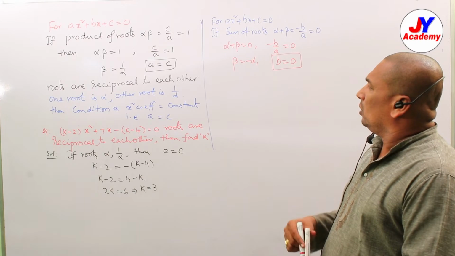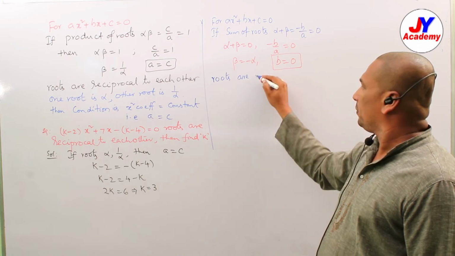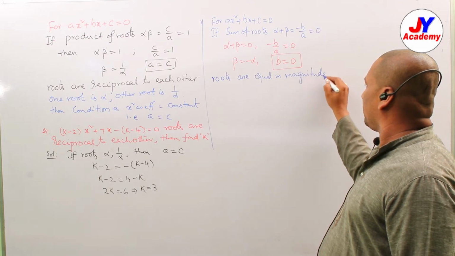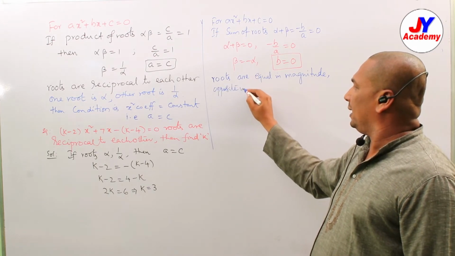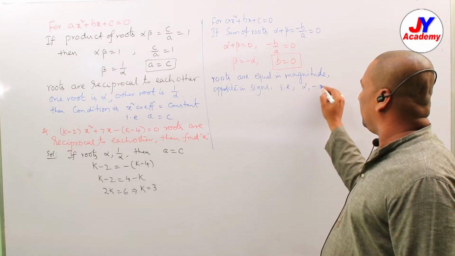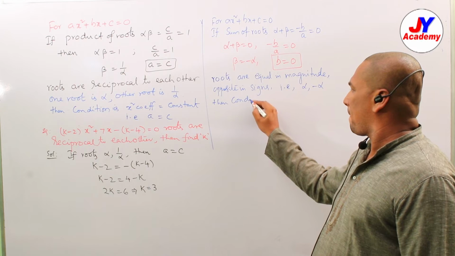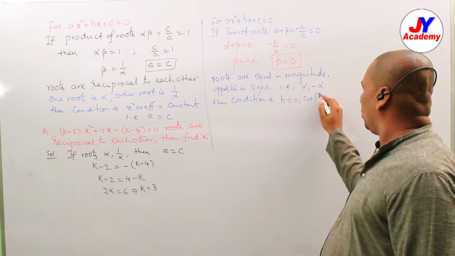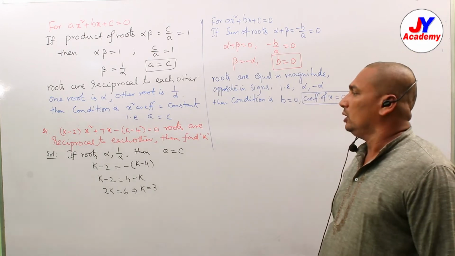So what is the conclusion here? If roots are equal in magnitude and opposite in sign, that is alpha comma minus alpha, then what is the condition? b equal to 0, that is, the coefficient of x is equal to 0.